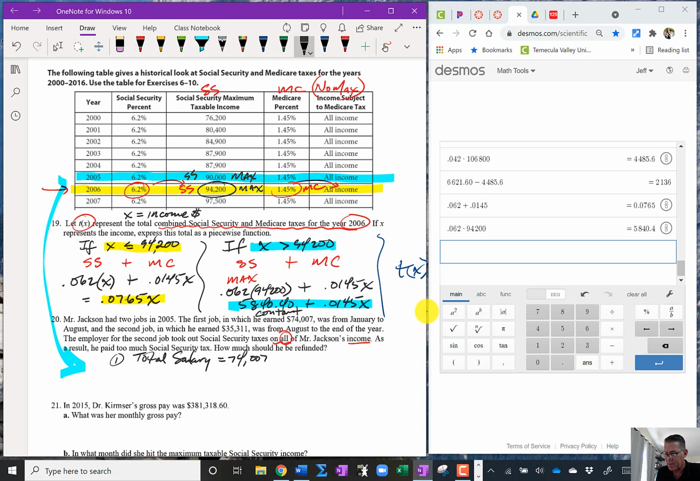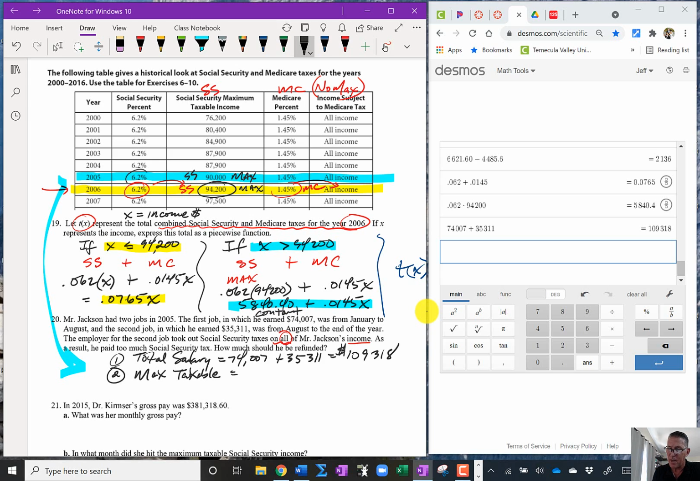Okay. Oh, well, we can do that now. What the heck? So 0.062 times 90,000. Okay, so they were only allowed to take out this much, 5,580 bucks. All right, but what did they take out? Employer took out 6.2% of his total. Employer took out, and this is the unfair part, 0.062 times the total, which is 109,318.